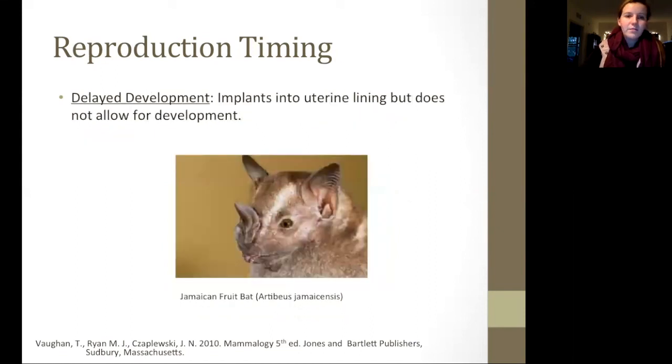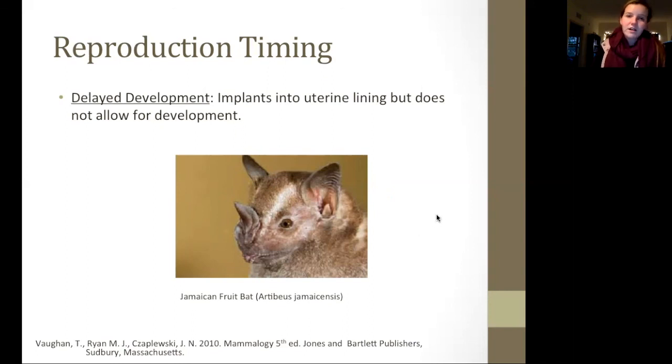And then delayed development. They will mate in the summer, and then in the fall, they will not allow for development until the next spring when food is readily available. So in terms of this Jamaican fruit bat, they delay this as long as they can until the fruit is ready. They might mate in July or August. That blastocyst will then implant and become dormant, and development will be delayed until about mid-November. This allows for the young to be born in the spring when the fruit is readily available. So this is a wonderful adaptation.